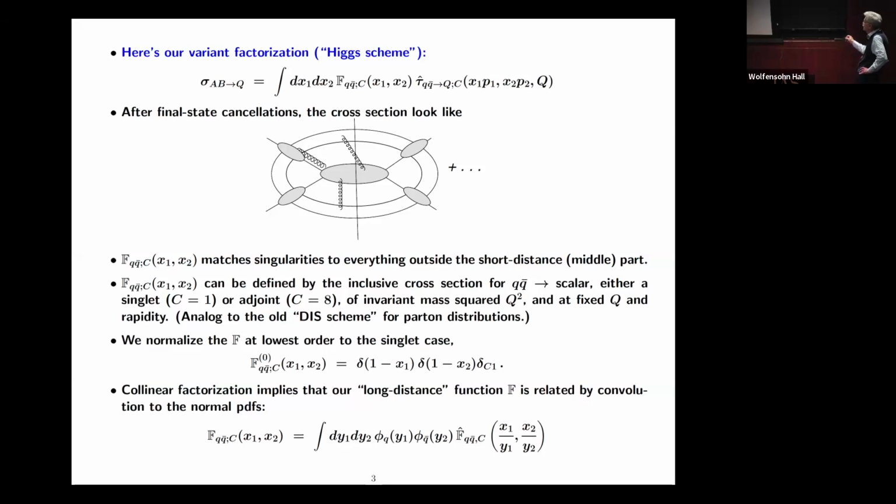But from a technical point of view, this is equivalent to standard factorization, but with some of the steps in standard factorization not carried out. We normalize F at lowest order to the singlet case, so it's just deltas of 1 minus x1, 1 minus x2. And at higher orders, it would be related to the parton distributions, and it could be factorized into parton distributions in the normal way. So we're just going one step back.